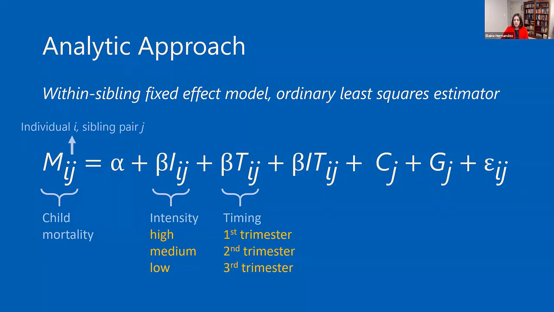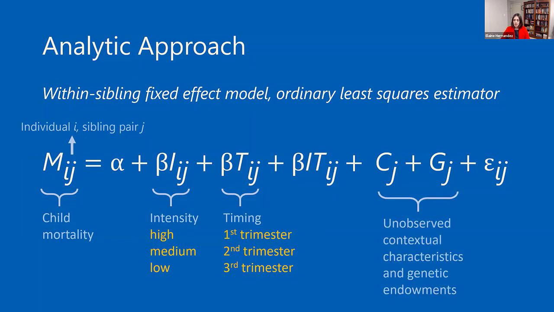as well as the interaction between the two. Now, in this particular model, we have unobserved contextual characteristics and genetic endowments, respectively. So one of the benefits of using a sibling fixed effects model is that you're able to account for or control for some of these unobserved characteristics.